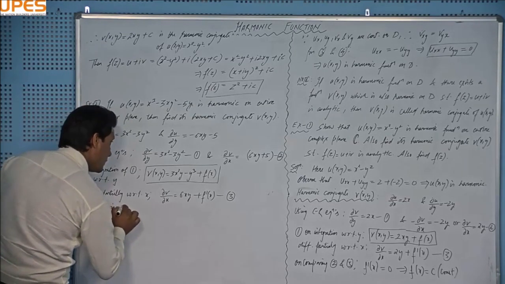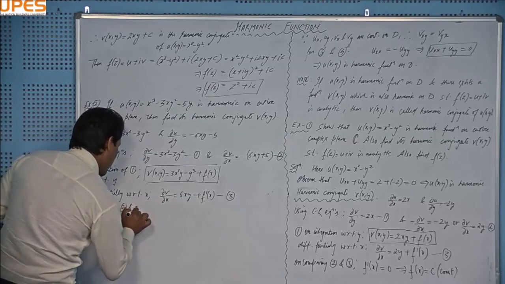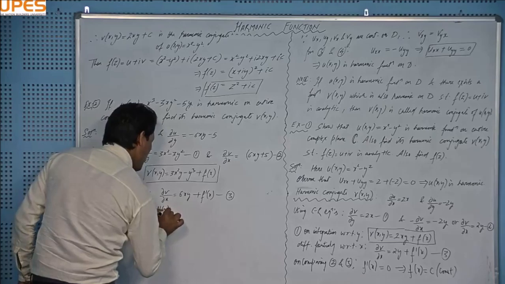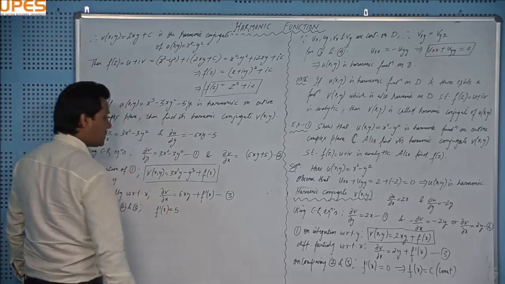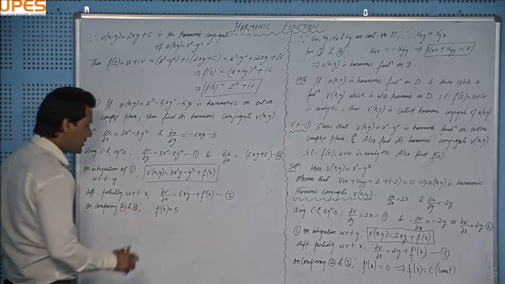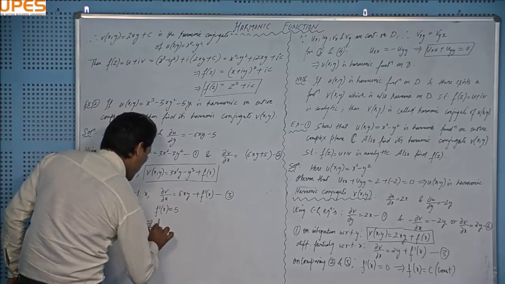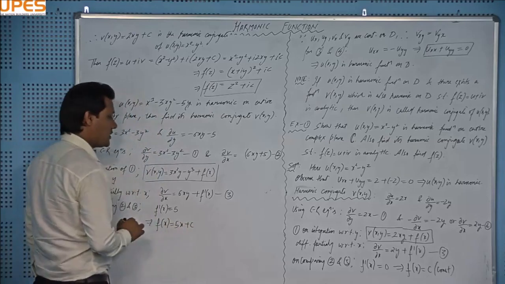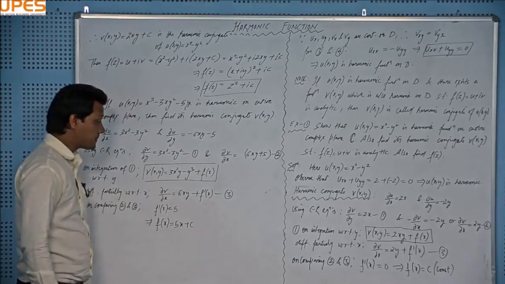On comparing second and third, we'll get f dash x equal to 5, right? And on integrating it, on integration, it will give me f x is equal to 5x plus c. C is a constant of integration, right?